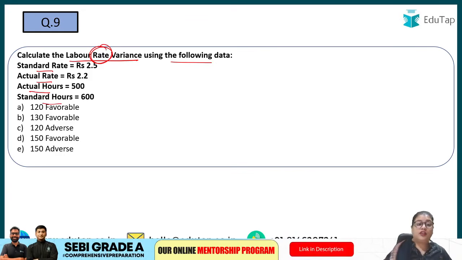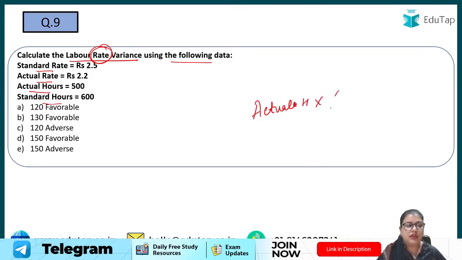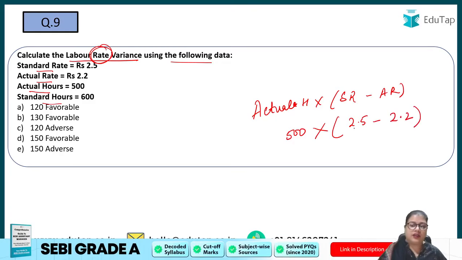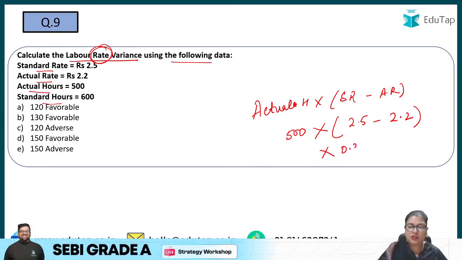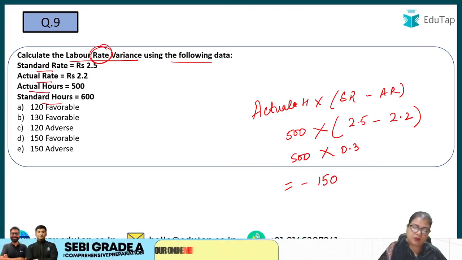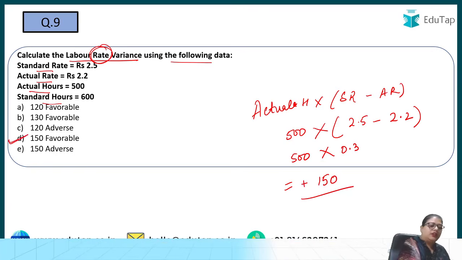You should know that when you have to calculate the rate variance, you use the actual hours, right? So actual hours into standard rate minus the actual rate. Yes, this is the formula. Actual hours is 500 into the standard rate 2.5 minus actual rate 2.2. This will be 0.3. 500 into 0.3 will be 150, and it is coming out positive, so it is favorable. Answer is option D, right?